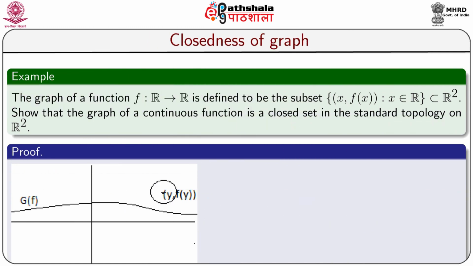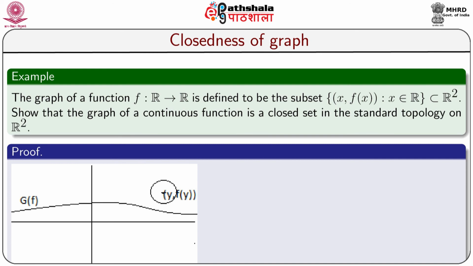This example shows that every graph is a closed set in R2. So, what is a graph? Let f from R to R be a continuous function, then the graph of f is defined as the set of (x, f(x)) such that x belongs to R. This is a subset of R2. The picture of the graph of a continuous function f is shown in the following picture, and it can be easily observed from the picture that the graph is a closed set.